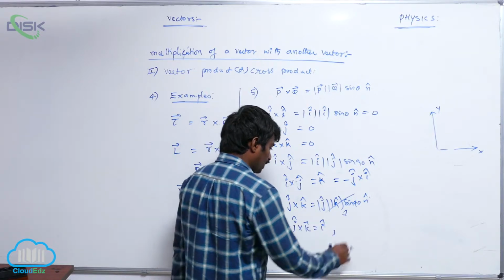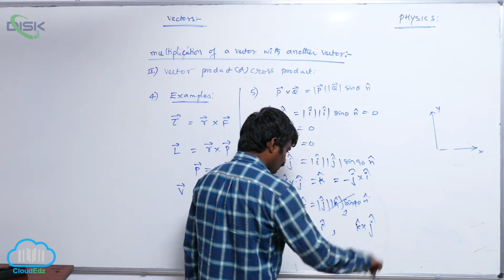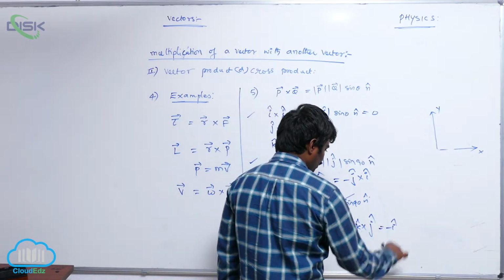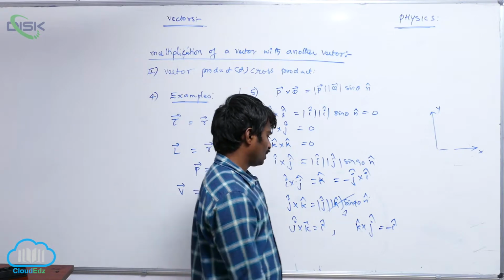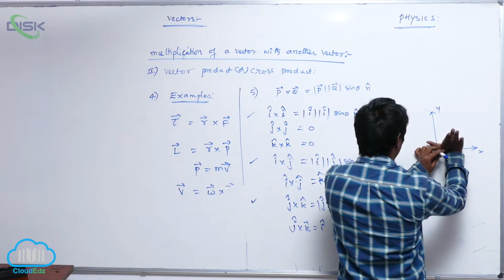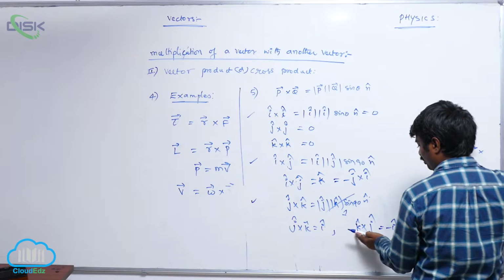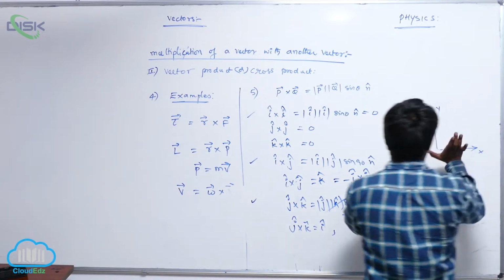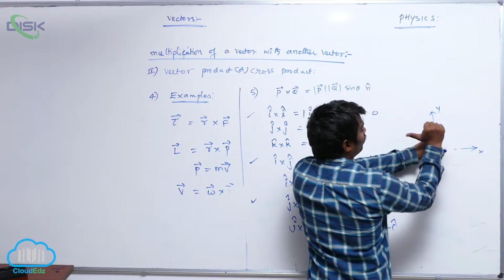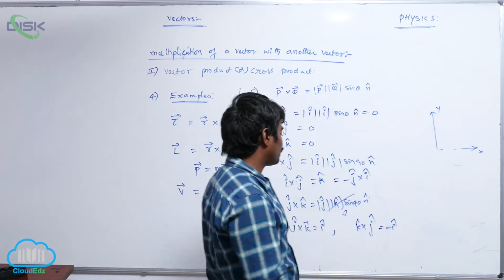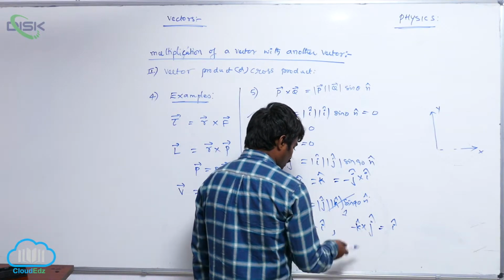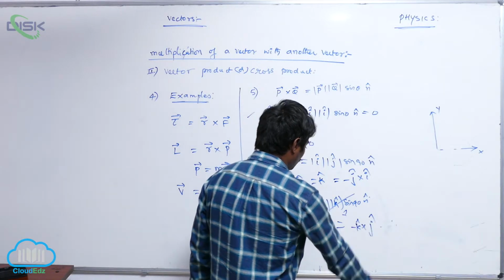Suppose you want to do k cross j, so from this knowledge it will be minus i cap. If you don't believe, then I will show you. See, this is z-axis. You place your fingers here, and here you are doing k cap cross j cap, means from positive z-axis to positive y-axis. If you curl your fingers, you will get the thumb along negative x-axis, so it will be minus i cap. So instead of writing separately, here only you can write.